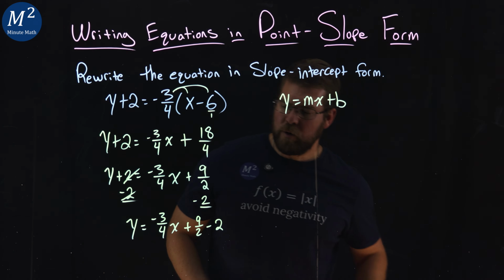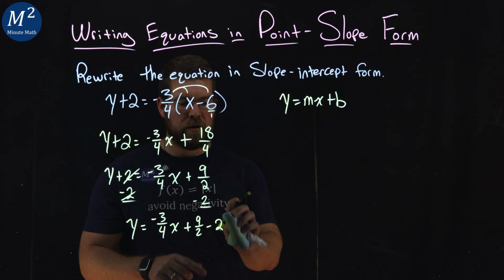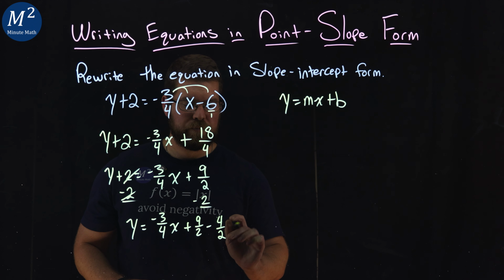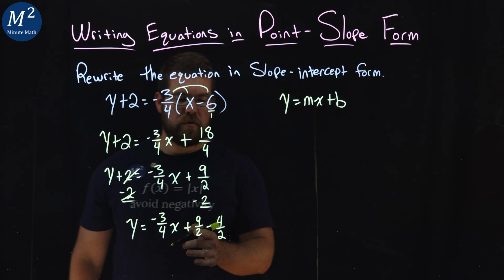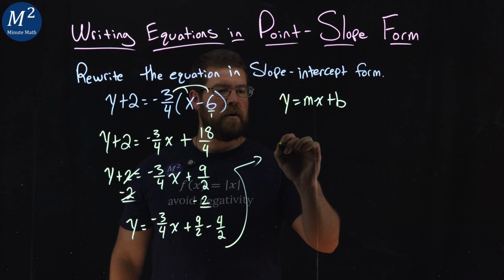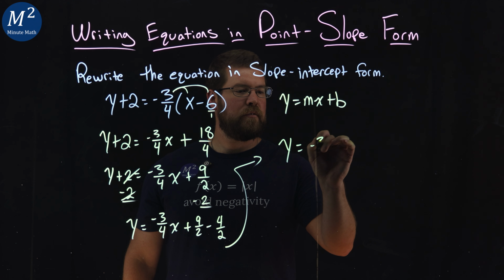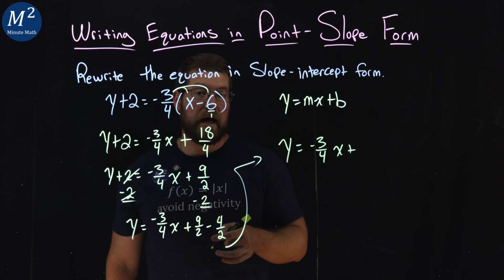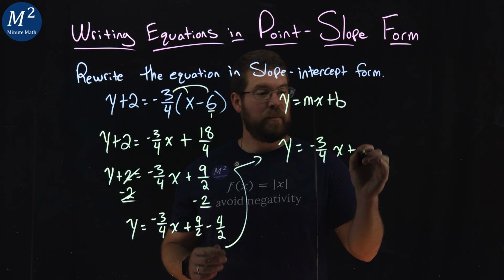And this 2, I want to rewrite to have the same denominator. So 2 is the same as 4 over 2. Like that. So now, with a common denominator, we can subtract easily. I'll write it up here. So we have y equals negative 3/4 x plus 9/2 minus 4/2. That's going to be a 5/2.